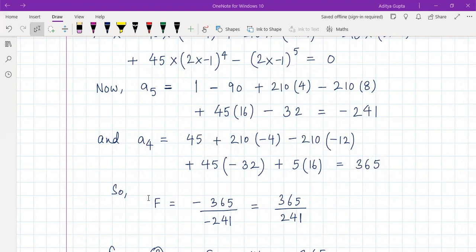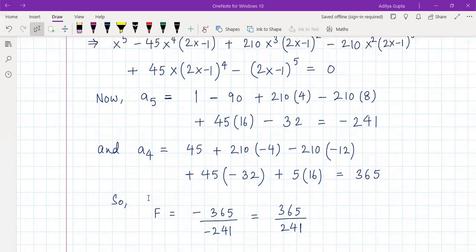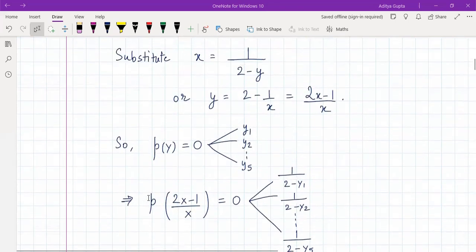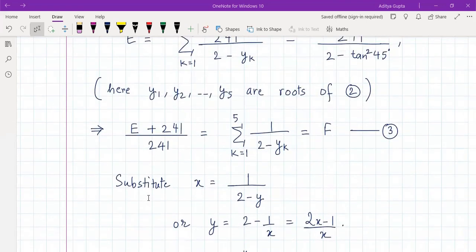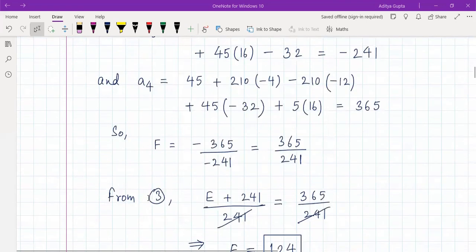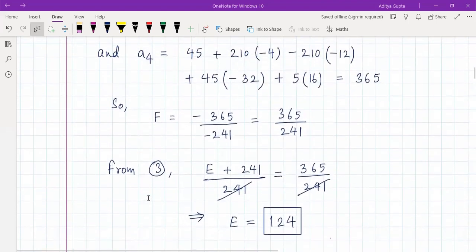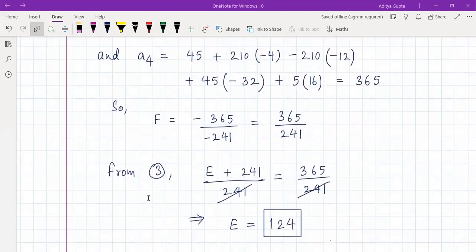So f will be the sum of the roots of this equation, which is nothing but minus a4 upon a5. So that's what we have written, and we get the value of f as 365 upon 241, and that's what we substitute in the equation number 3, right? So once you do that, what are we getting? We are getting f from 3, we get e plus 241 upon 241 is equal to 365 upon 241. Cancel, and we finally get the value of the expression e as 124.